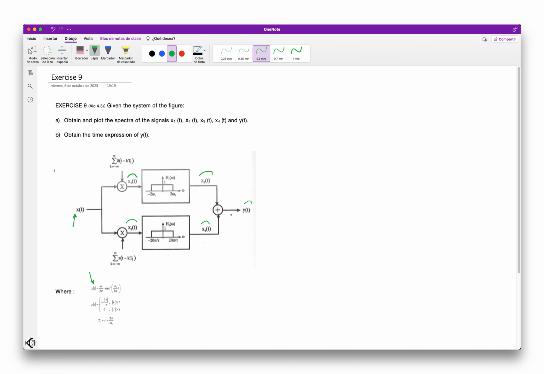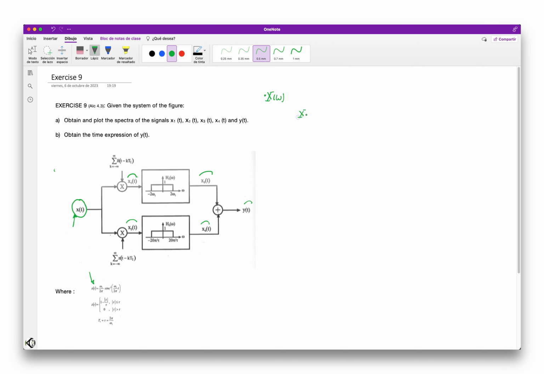And then on part number B, they ask us to find the temporal, the time expression of the output. Okay, so the way to go through these exercises is go step by step, following the signal and applying, in each case, the operation that is indicated. So the first thing that we will do is transform the input signal x(t), and we will get the Fourier transform of x(t), which we will call X(omega).